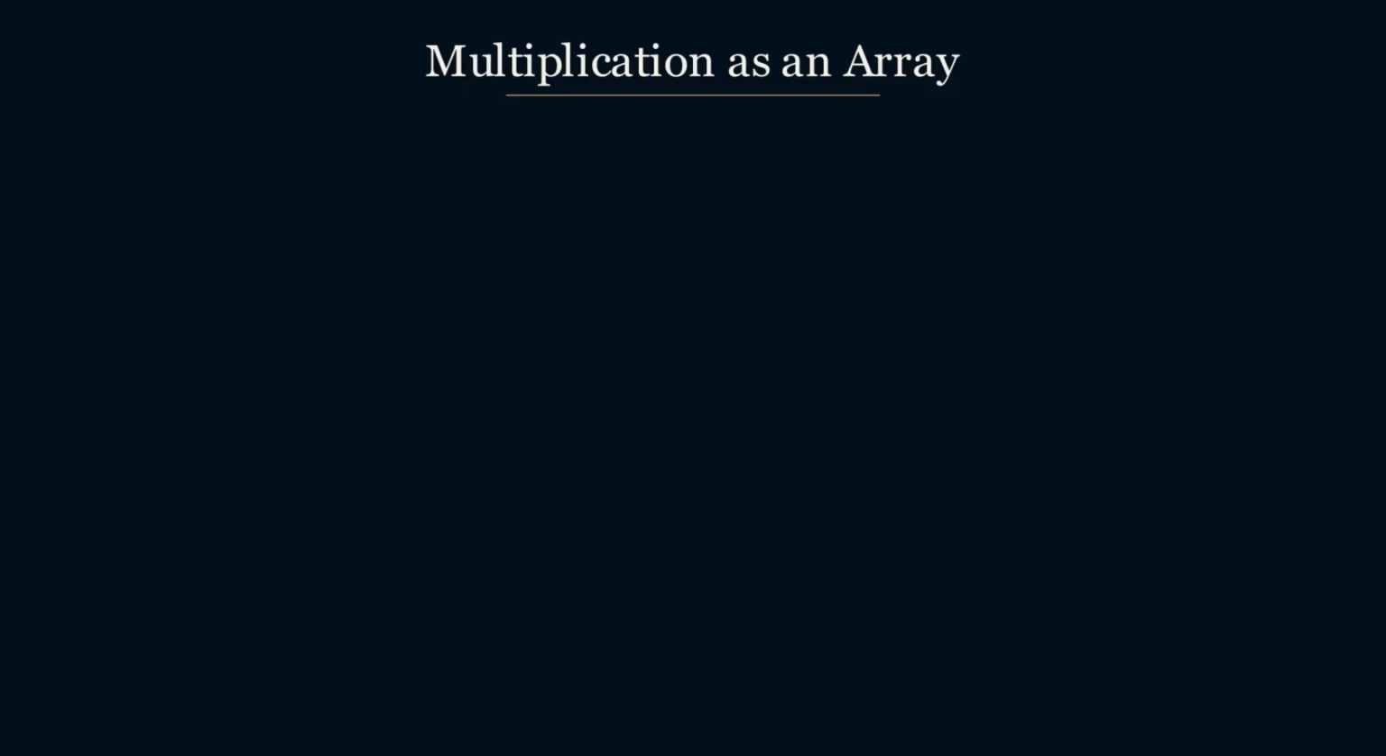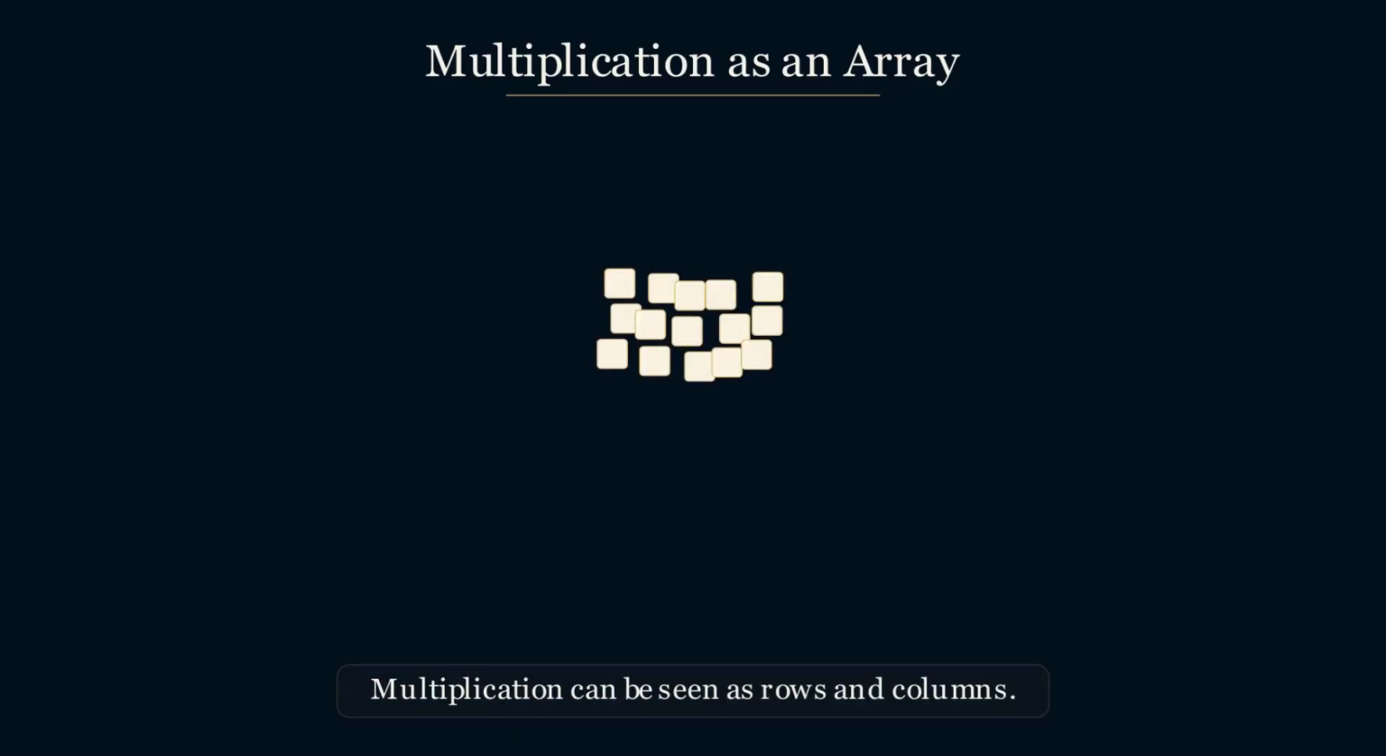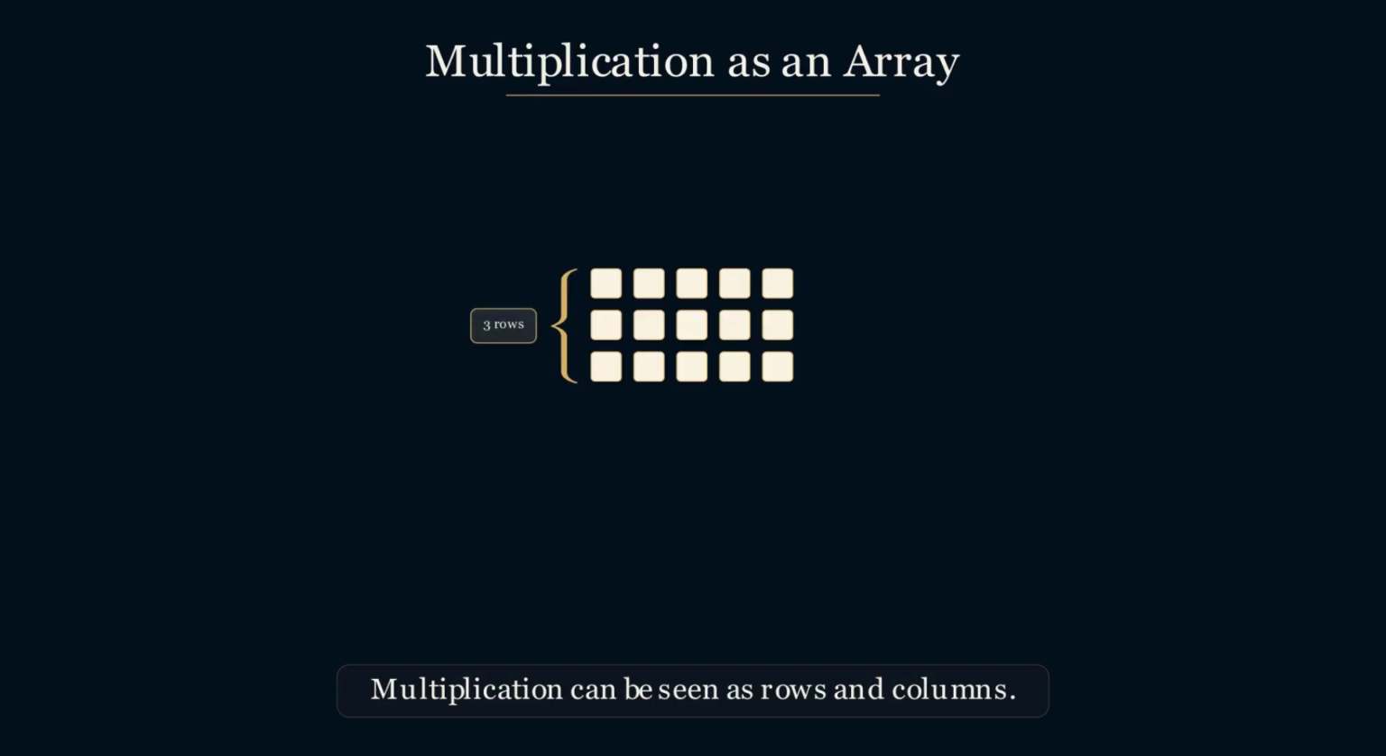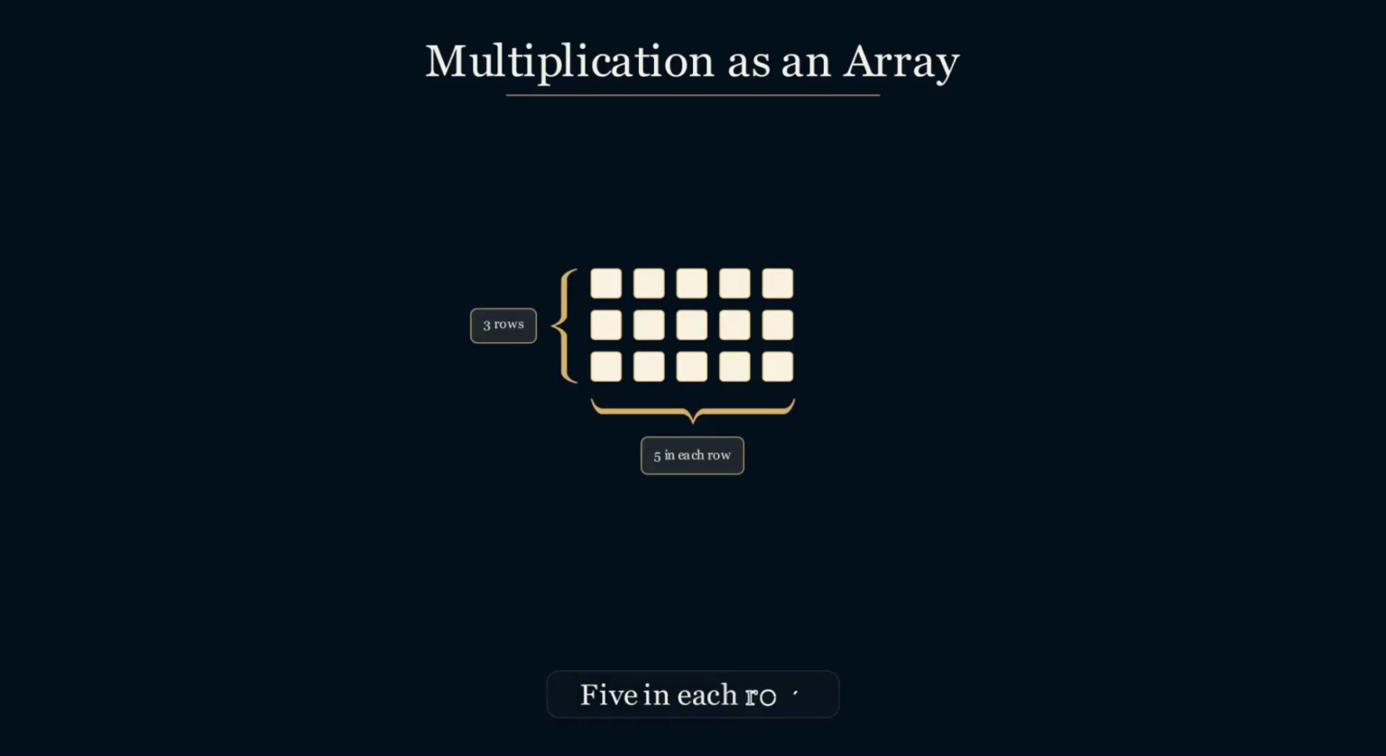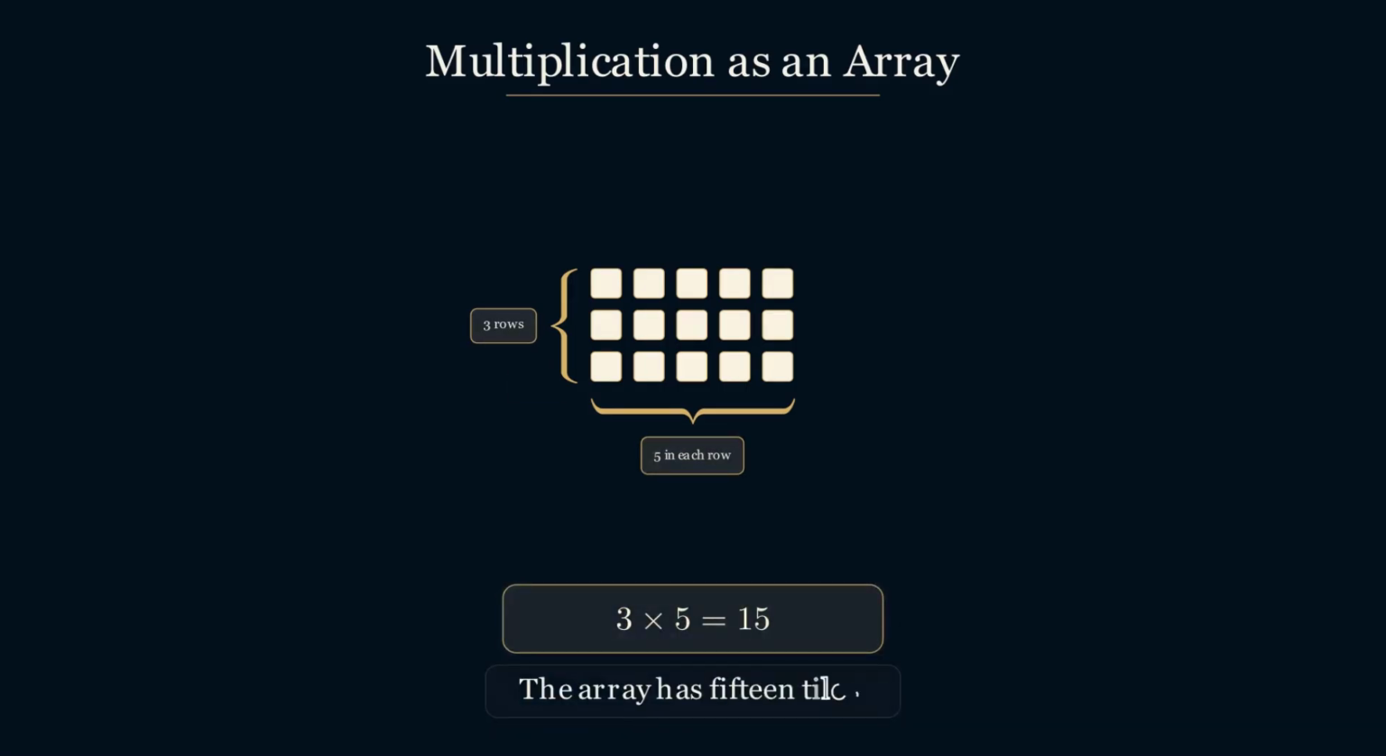Now use an array. The tiles begin as a loose collection, then settle into clean rows and columns. There are 3 rows. Each row has 5 tiles, so we are seeing 3 groups of 5. That gives 3 times 5 equals 15.